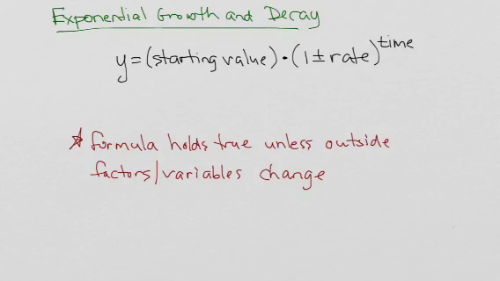Now this formula will hold true unless outside factors or variables change. Let's think about that for a second. The outside factors or variables. If something changes in the world around us, then exponential growth and decay can change as well.